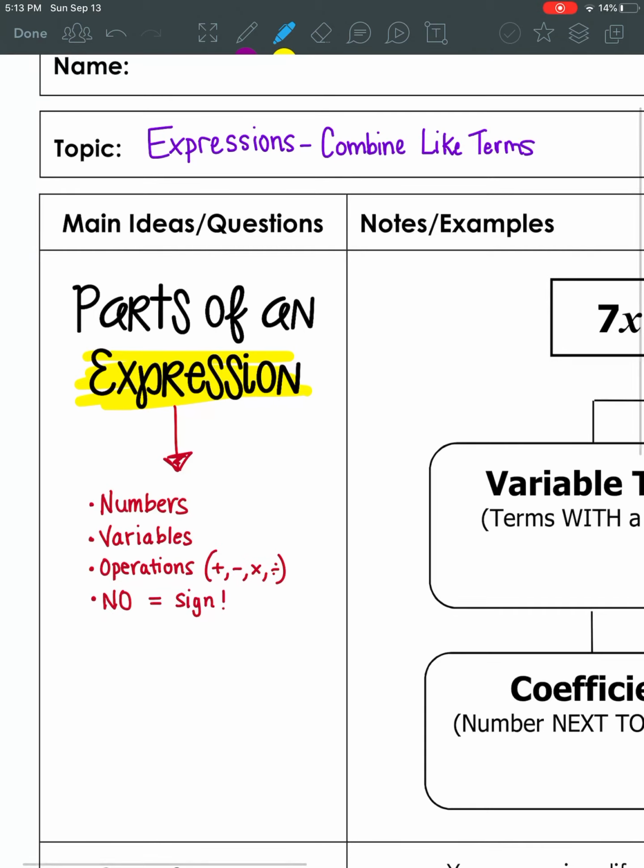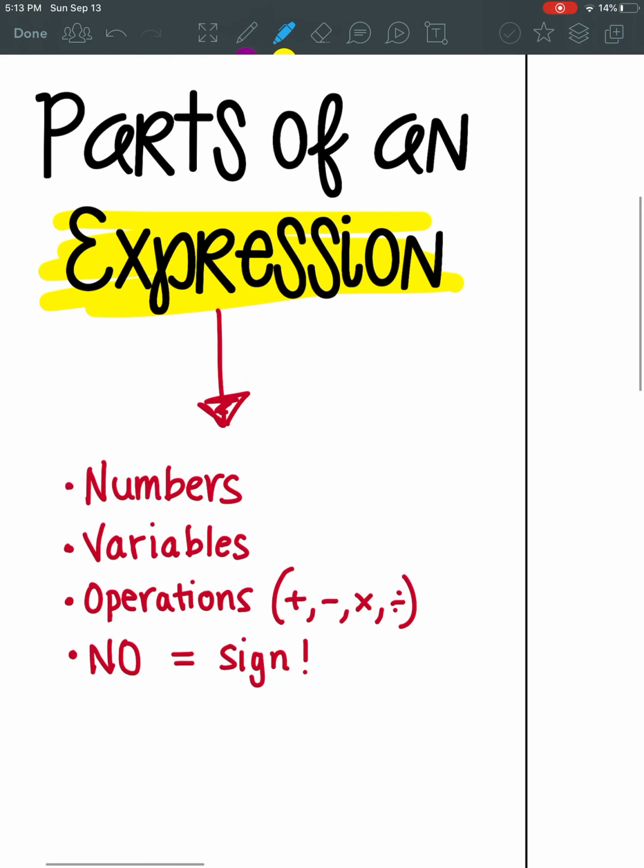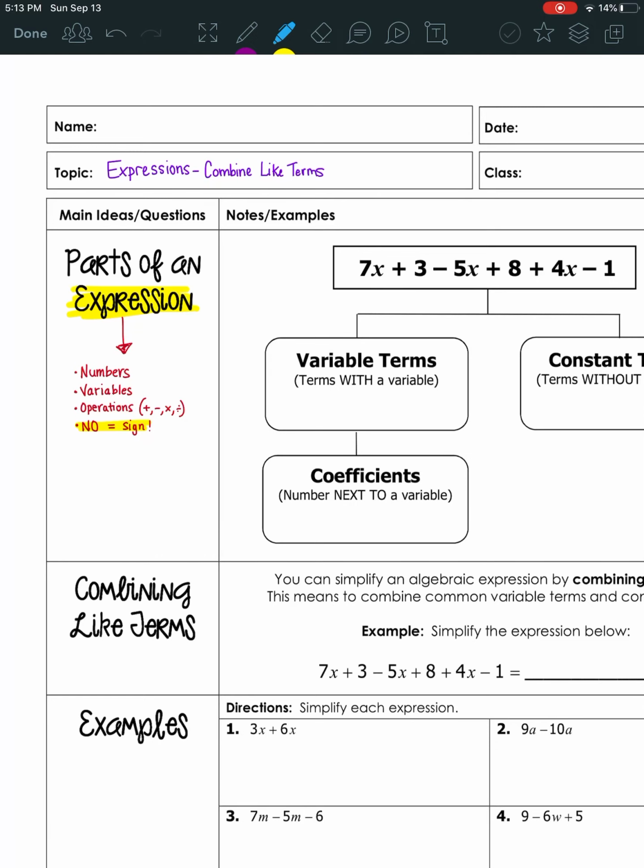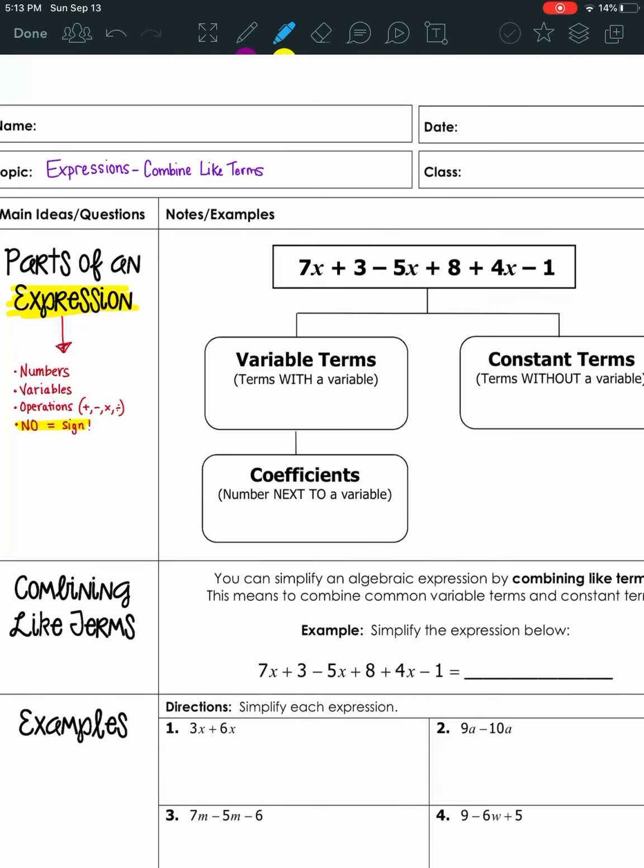If we don't know what an expression is, I wrote down here the things that you can find in an expression. So you can find numbers, variables, you can find a combo of those numbers and variables right next to each other. You can find operations, and then the major thing about an expression is there is no equal sign. When we get into equations, an equation has the word almost equal in it. So we're going to have an equal sign in an equation where we can solve it. An expression we cannot solve unless we know what the variable is. So if you could please write down these things, very important for you to know what an expression is.